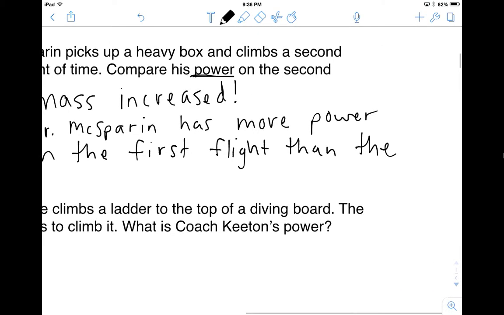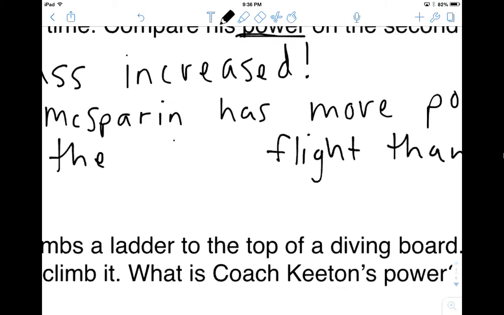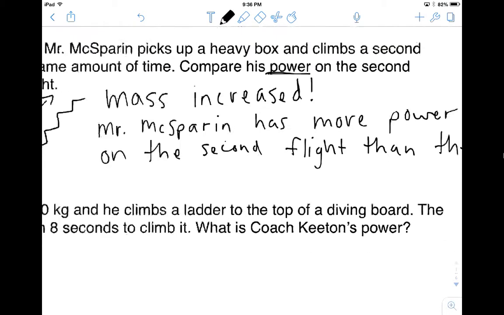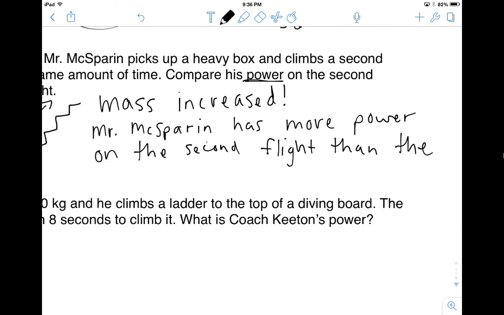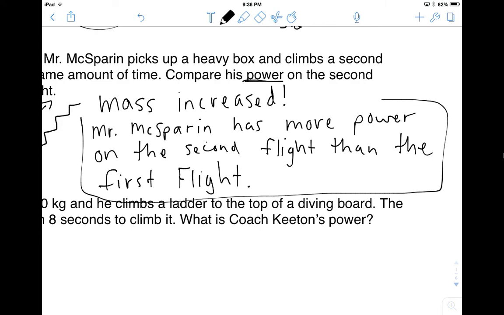Whoa, we gotta flip that. Holy cow. The second flight has more power. Okay, he has more power on the second flight than the first flight. Jeez Louise, guys. That almost got bad. So there's my answer. Sorry that got sloppy. Mr. McSparren has more power on the second flight than the first flight.